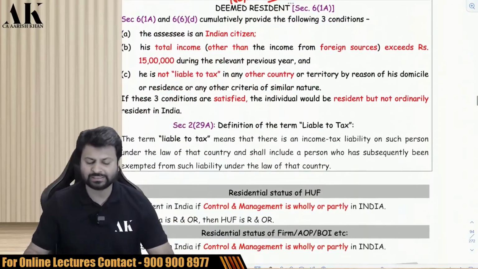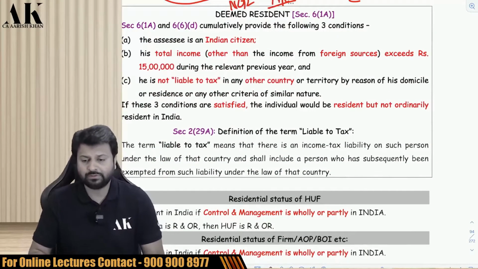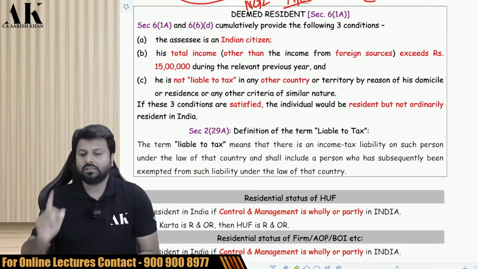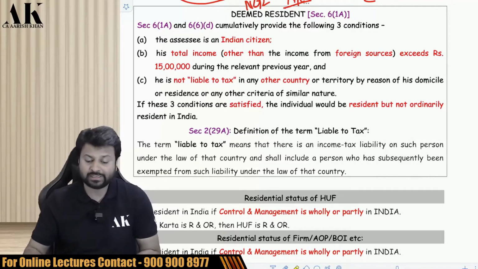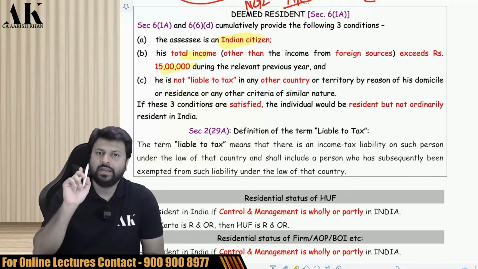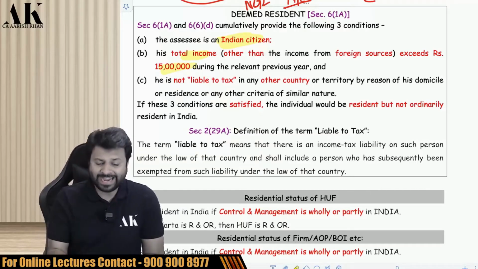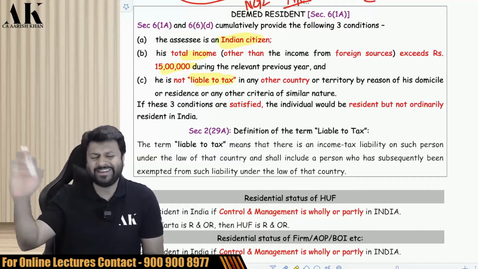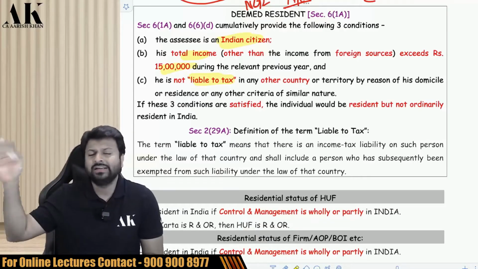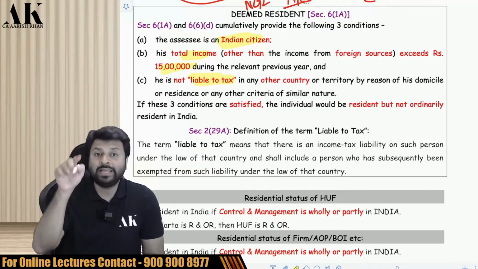Now one last residential status point for an individual, and that is the concept of deemed resident. Now, who will be called a deemed resident? Deemed residents are those persons who are Indian citizens whose income from Indian sources is more than 15 lakh rupees, and who are not liable to tax in any other country or territory in the entire world. Then the government of India says that you will be deemed to be resident in India.